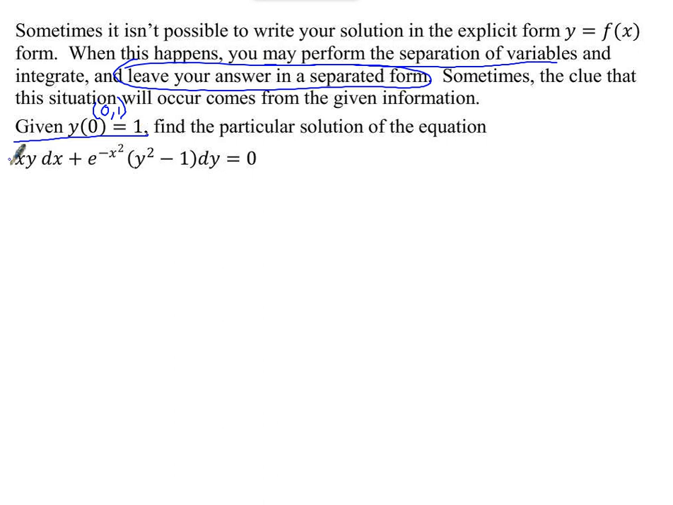All right, so we have this really ugly looking xy dx plus e to the negative x squared times y squared minus 1 dy equals 0. It's nasty looking. We want to get our variables separated so that we can integrate this. And we're going to take a look at the slope field of this as well.